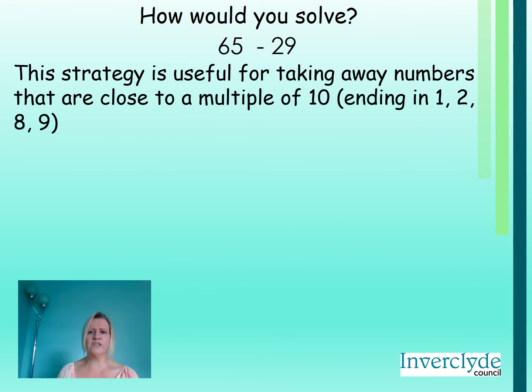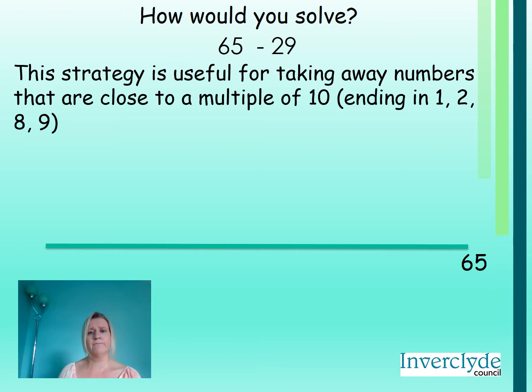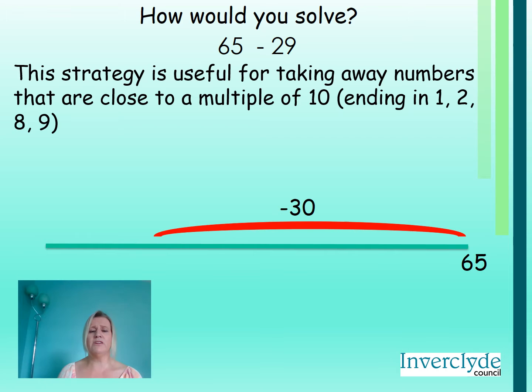This strategy is useful for taking away numbers that are close to a multiple of 10. That is, numbers that end in a 1, 2, 8 or 9. I'm starting with 65 and I'm going to take away 30. That will make me reach 35. Actually, I've taken away too much. I was only meant to take away 29. If I've taken away 30, which is 1 too much, I need to remember to pay back 1 at the end. So I'm adding that extra 1 on, which means my answer is 36.